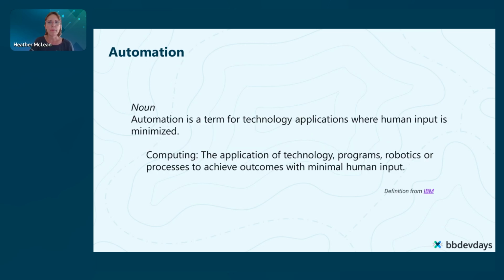First and foremost, you're here in a workshop called Automation App. So let's just level set on what it means. Automation is really a term for technology applications where human input is minimized. Note that I didn't say human input is replaced.